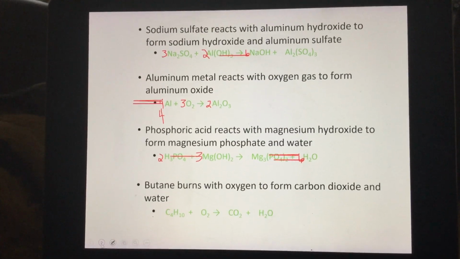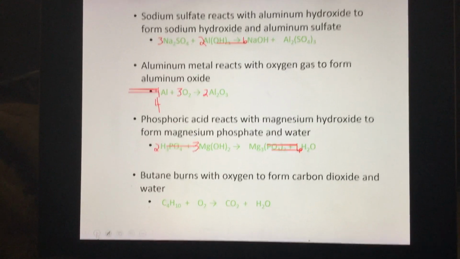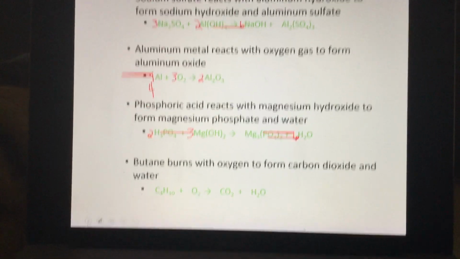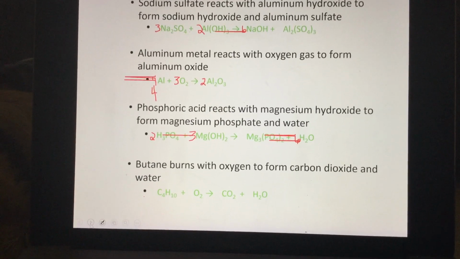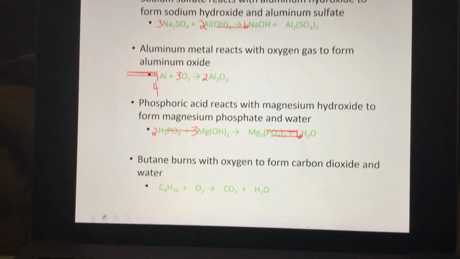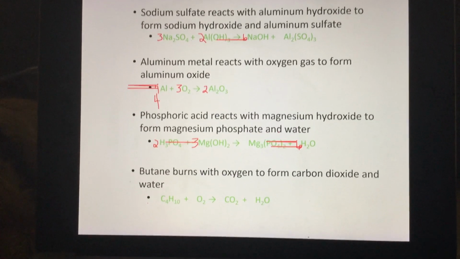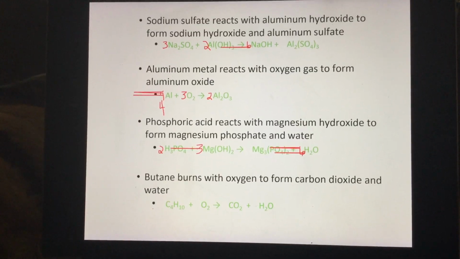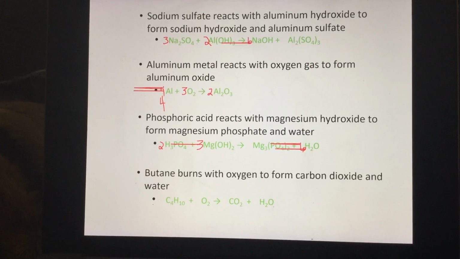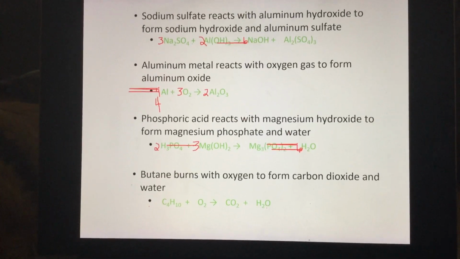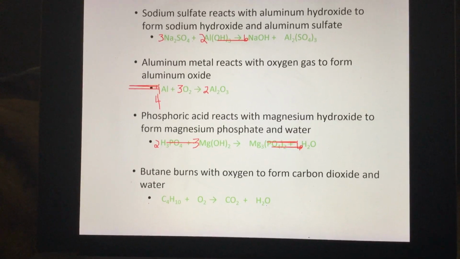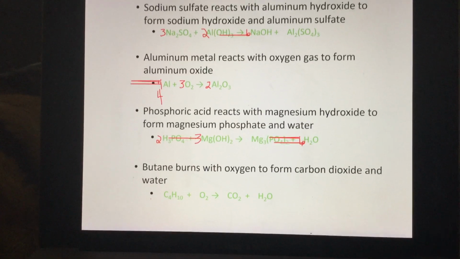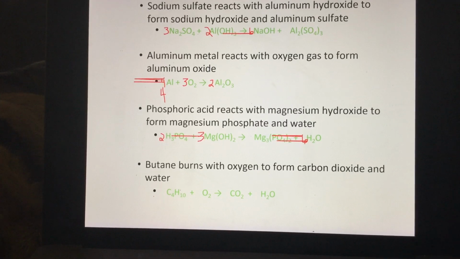All right, then this last example, we have butane, which is C4H10, reacting with oxygen to form carbon dioxide and water. So again, here's our skeleton equation of our reactants, the butane and oxygen, and then our products, carbon dioxide and water. Now we don't have any metals to balance. We don't even have any polyatomics. All we have are nonmetals.